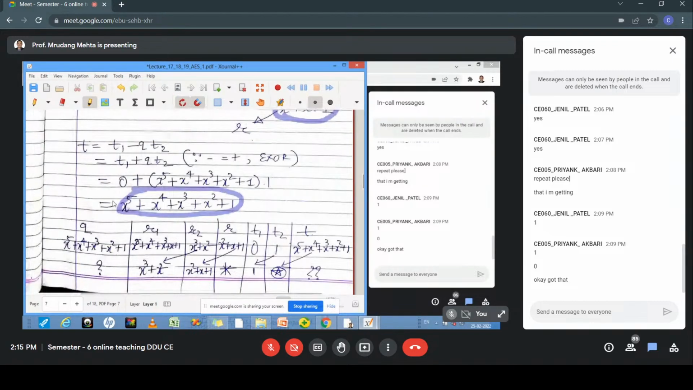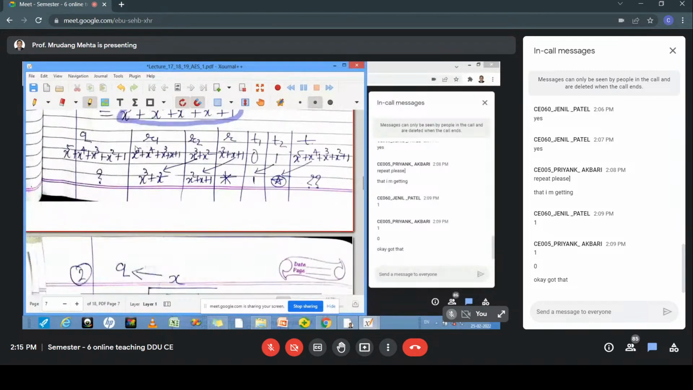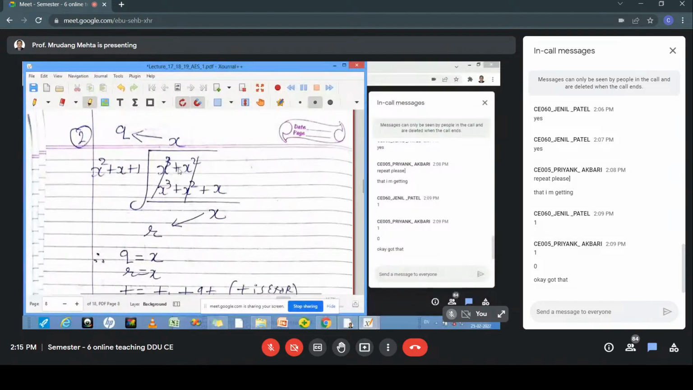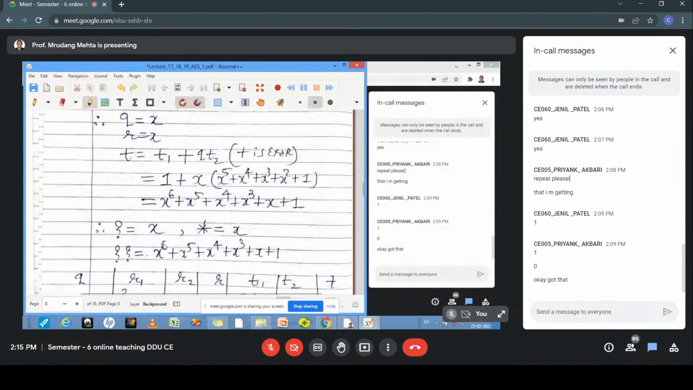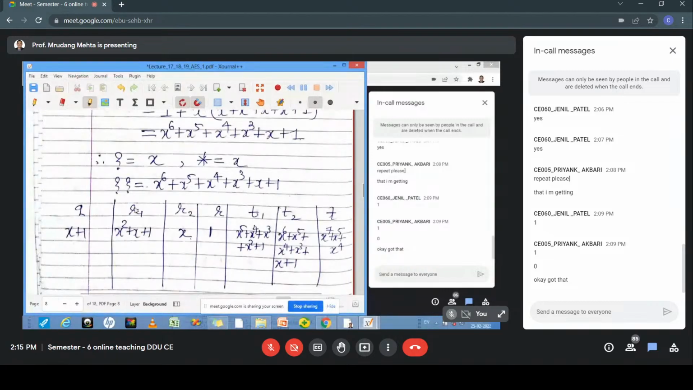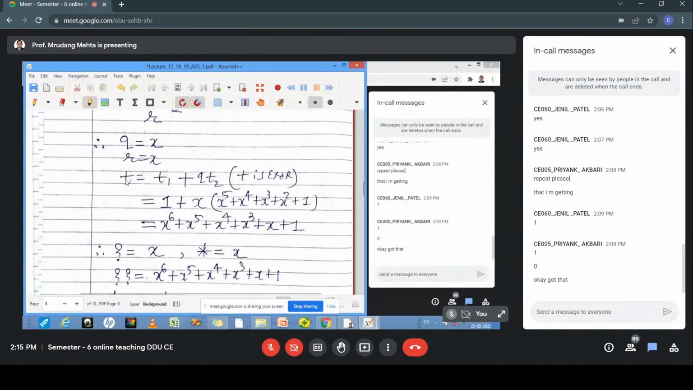Please understand that we follow the same way for the second step. So our R1 becomes x cube plus x square, and x square plus x plus 1 becomes our R2. So this divided by this, we perform, and what we get is the remainder and quotient equal to x. And at that time, our T is this.